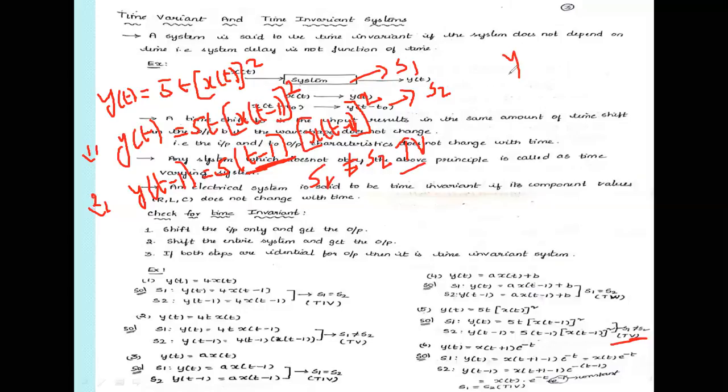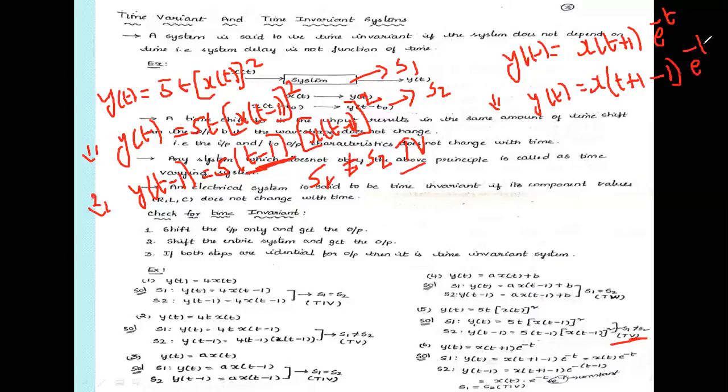Sixth example: y of t is equal to x of t plus 1 e power minus t. In the first step, we have to see only the input is delayed. The y of t is x of t plus 1 delayed by one sample, x of t plus 1 minus 1, e power minus t. In the second step, the entire system is delayed. Replace t with t minus 1, and here also I am replacing t as t minus 1 plus 1.